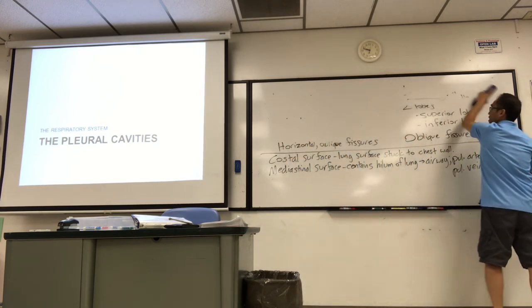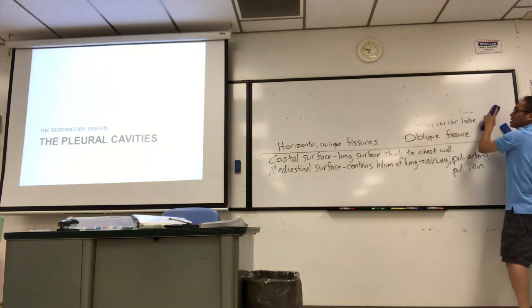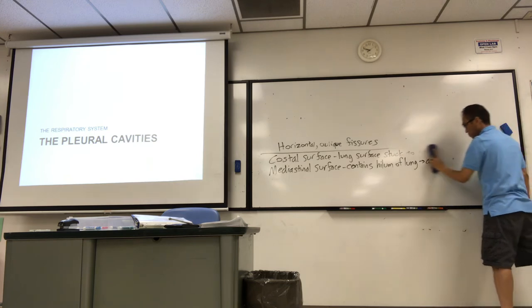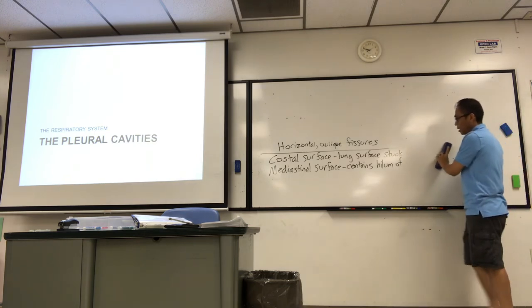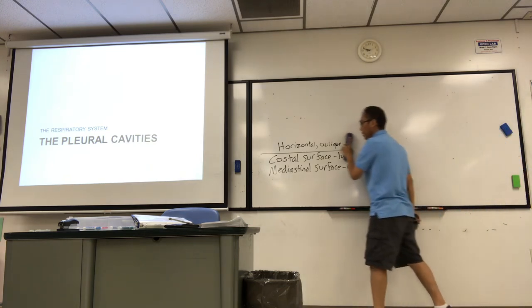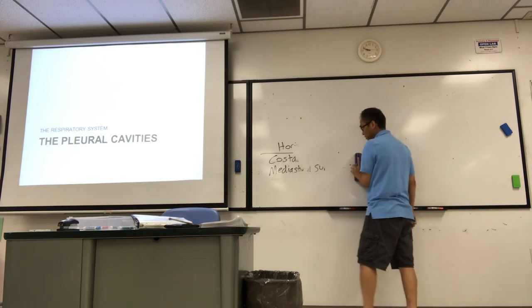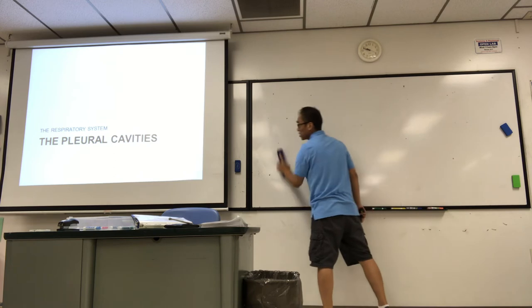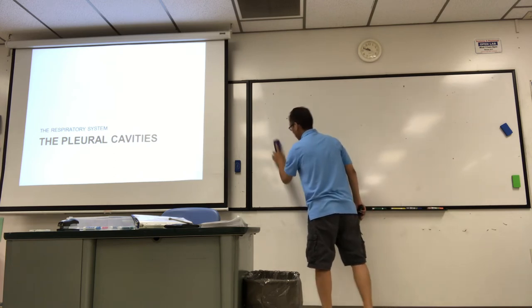So again, I think I've said this before, there are the three P's of anatomy: the pleura, the peritoneum, the pericardium. So this is one of those P's. And these membranes surround the lungs. The pleura.